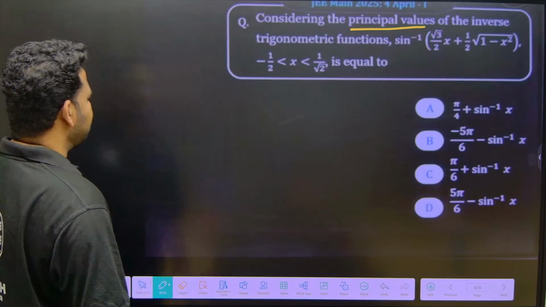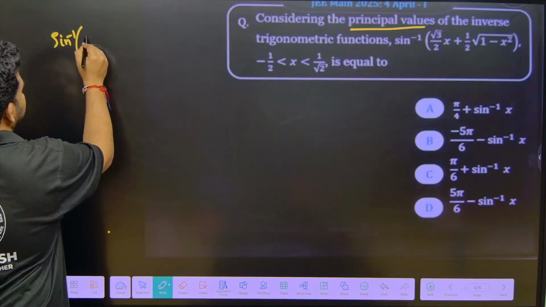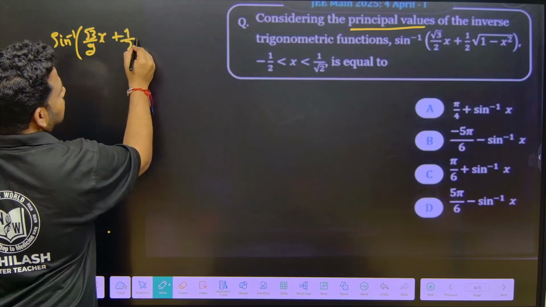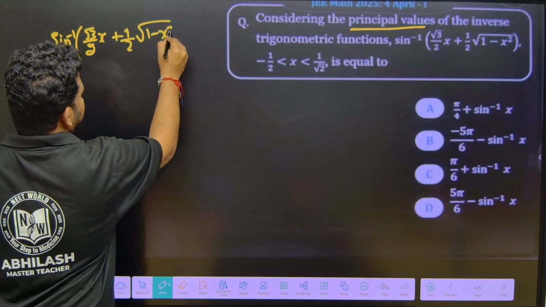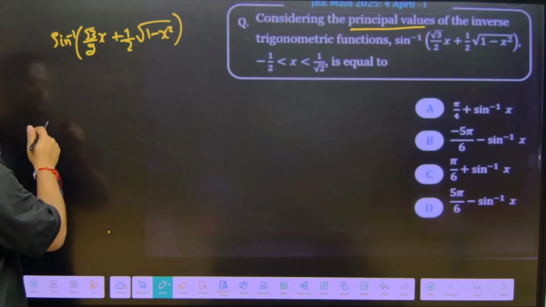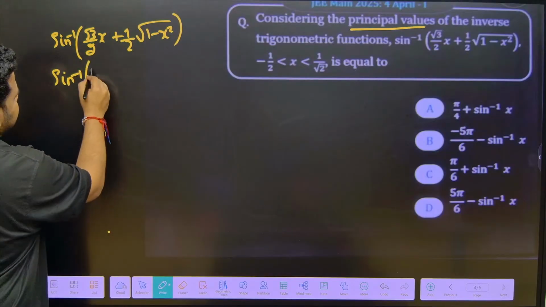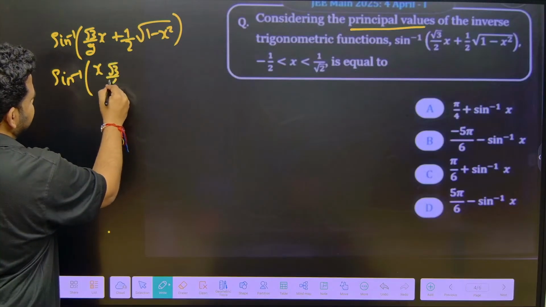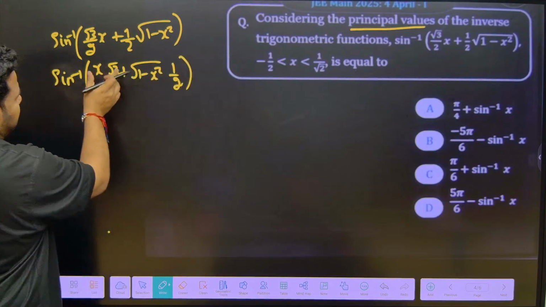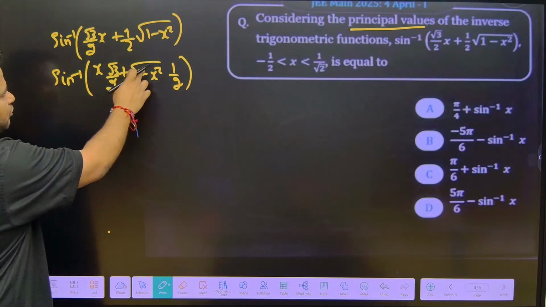So they are asking us to find the value of sin inverse of root 3 by 2 x plus 1 by 2 into square root of 1 minus x square. This is what they are asking us to find. So see here friends, let me modify this and write it. I can take it like this also. Let me write it as sin inverse of x into root 3 by 2, first writing the x terms, plus root of 1 minus x square into 1 by 2. What I did here is a simple modification. Instead of writing root 3 by 2 times x, I wrote x times root 3 by 2, plus root of 1 minus x square into 1 by 2.